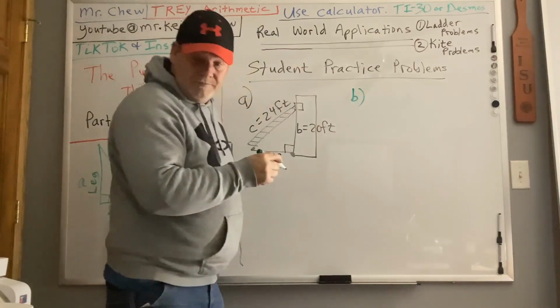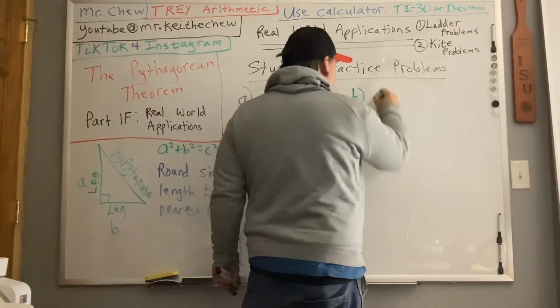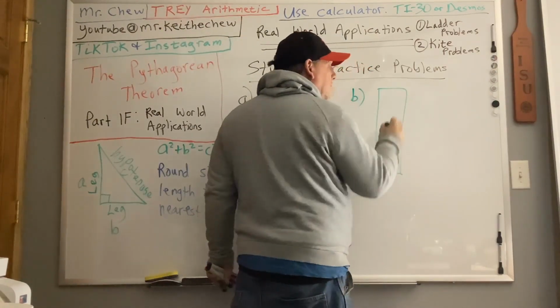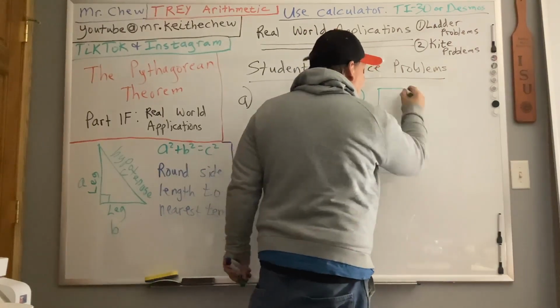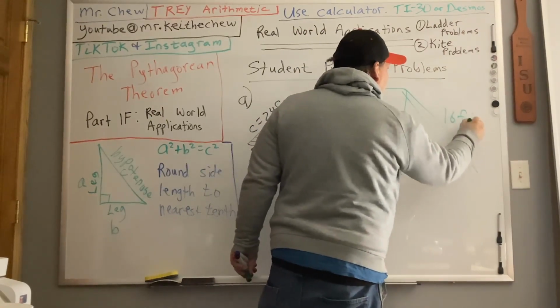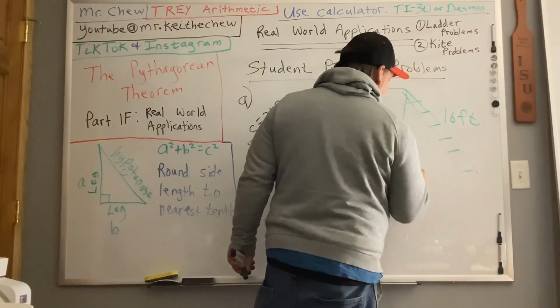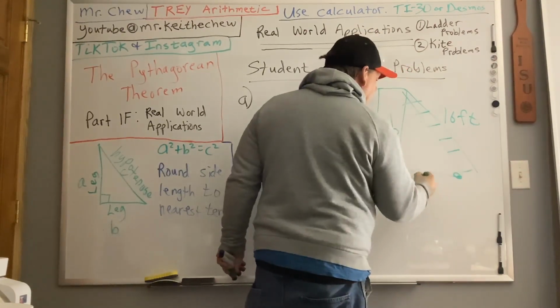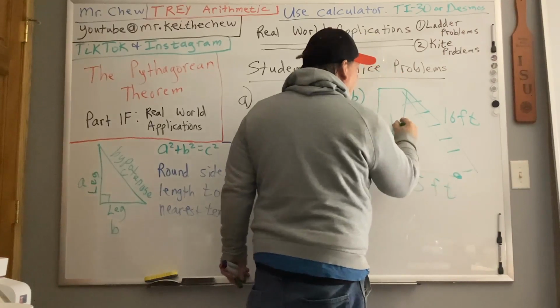Problem B now. We got B here. We got a 16-foot ladder. We got a 5-foot here. And we want you to find B.